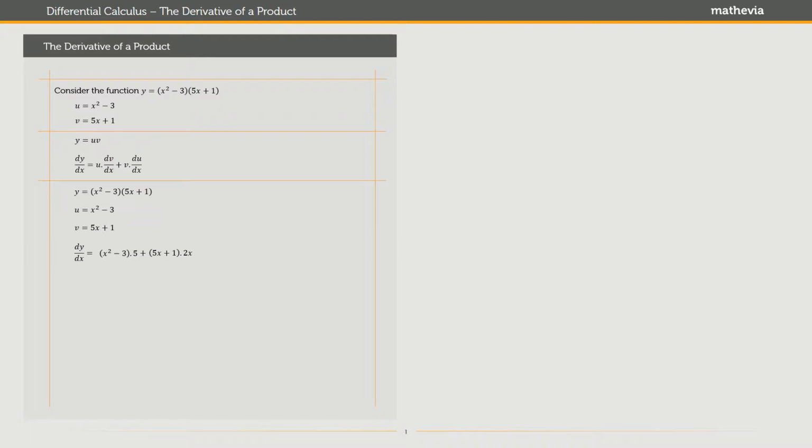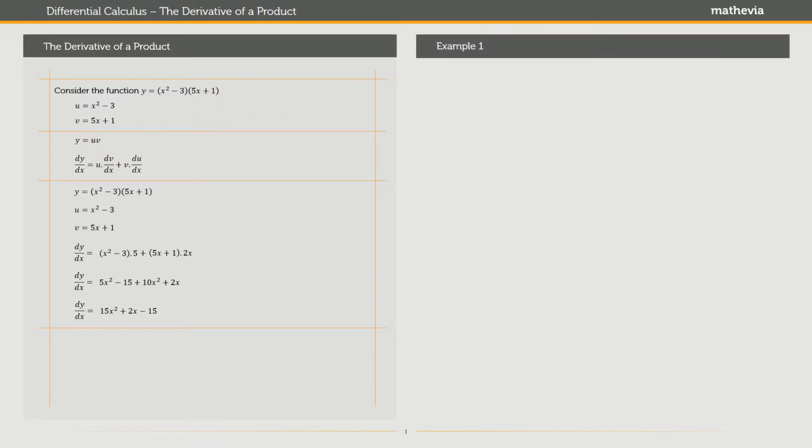And that is it. From this point, we basically just simplify our answer, and we would have that dy/dx is 5x squared minus 15 plus 10x squared plus 2x. And we have a final answer as 15x squared plus 2x minus 15. And that is how you find the derivative of a product. Very simple, very straightforward. Now let's do an example.